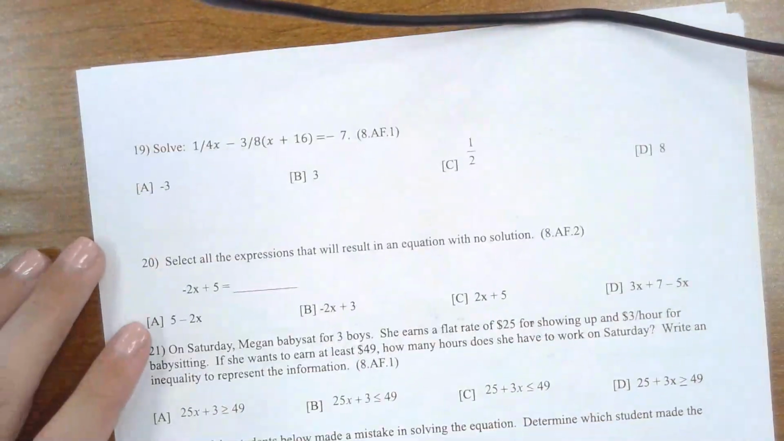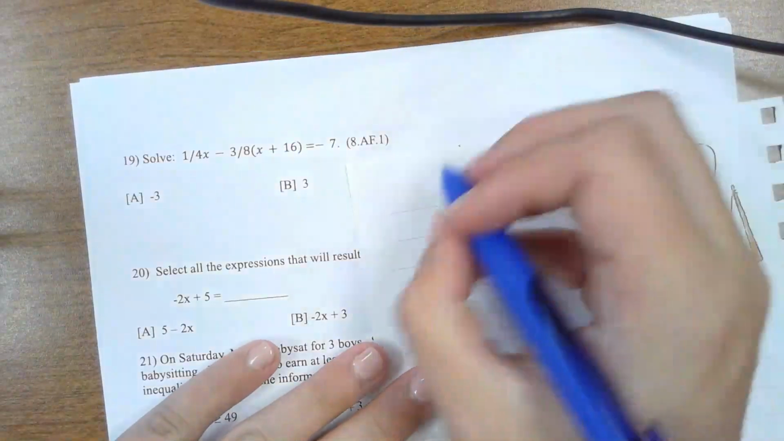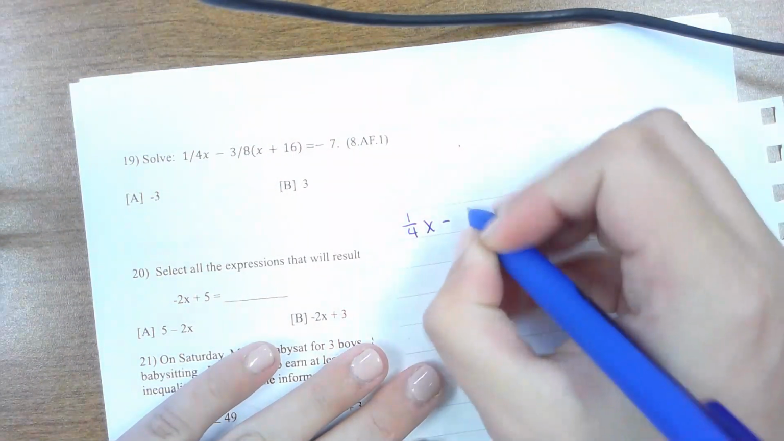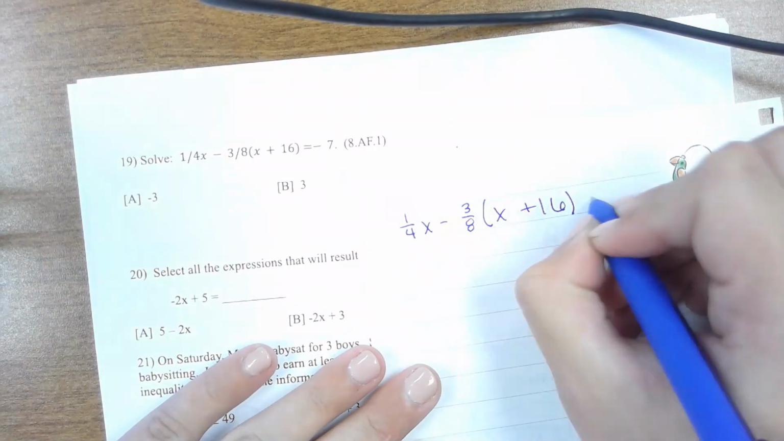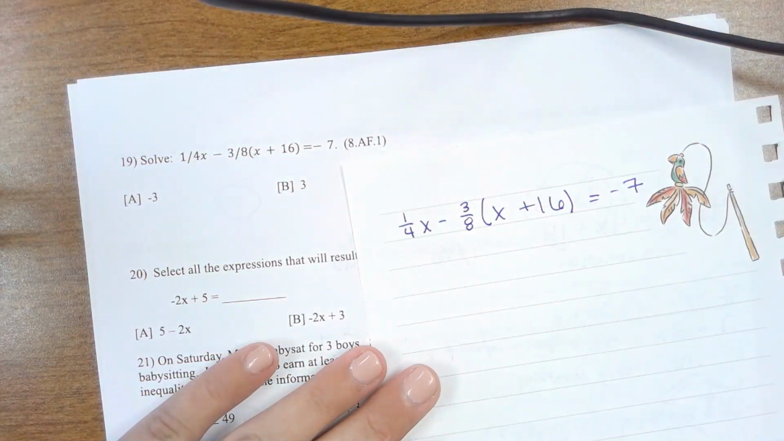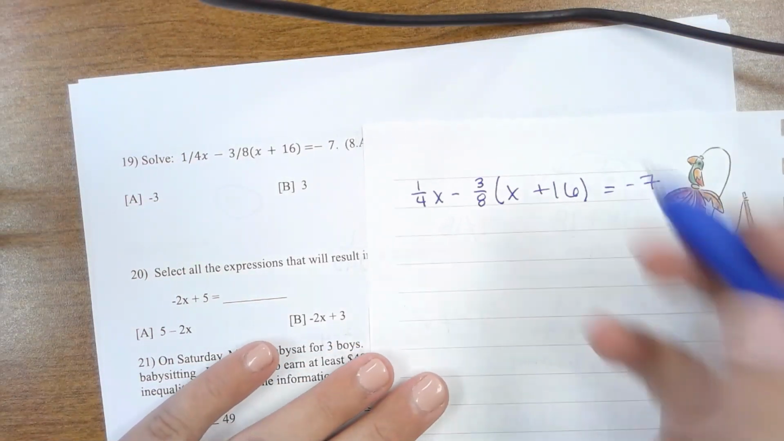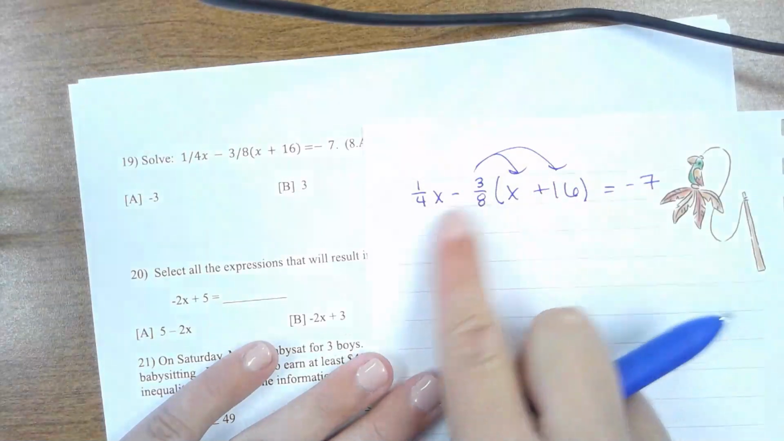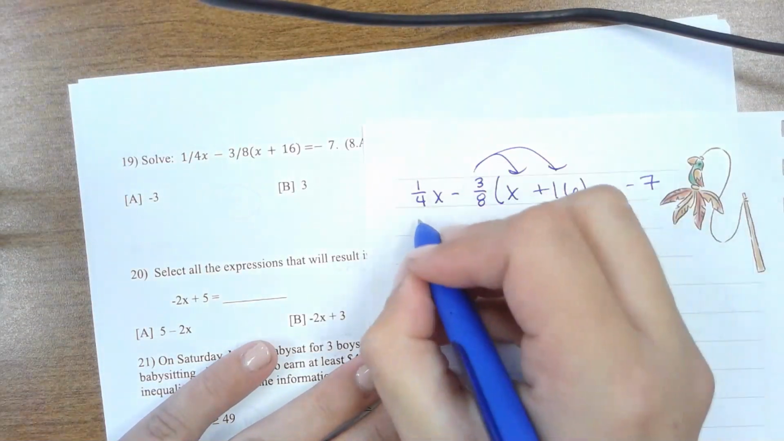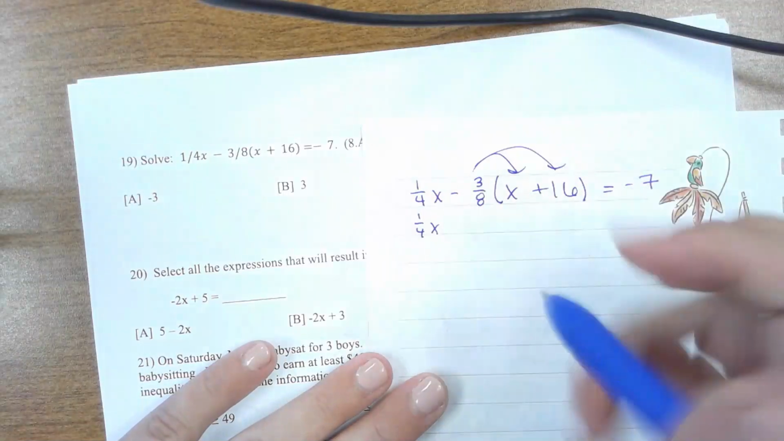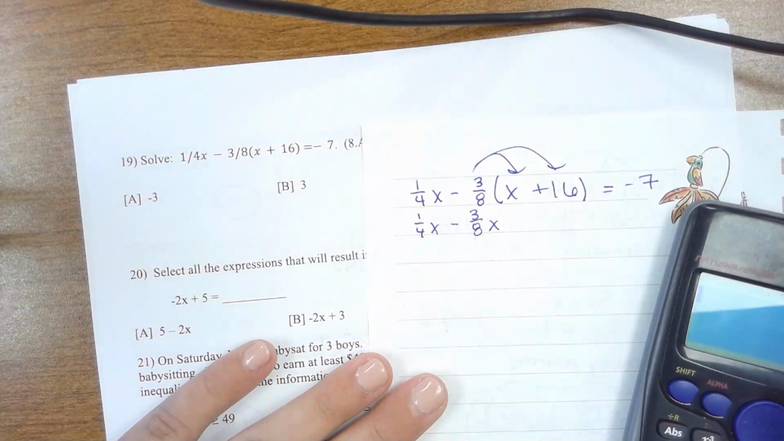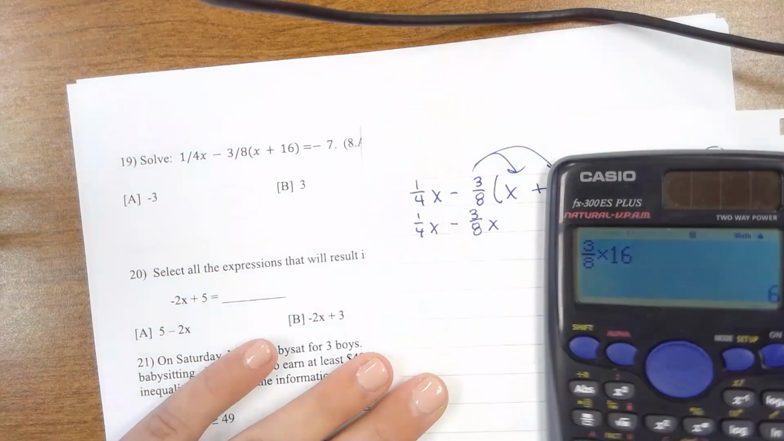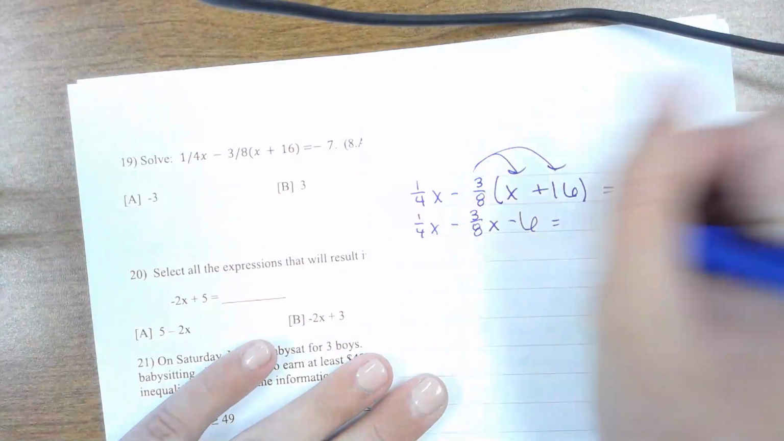All right, number 19, have some more equations. So I have 1/4 x minus 3/8 times x plus 16 equals negative 7. So again, first step is distributive property. Please don't forget that this 3/8 is a negative 3/8 because of that minus sign. So a negative 3/8 times x is negative 3/8 x. And then a negative 3/8 times 16 is negative 6. And all of that would equal negative 7.